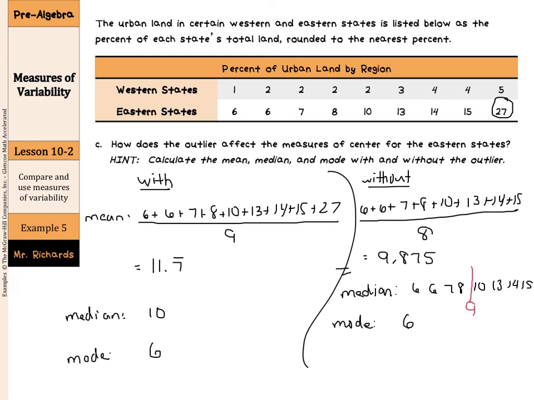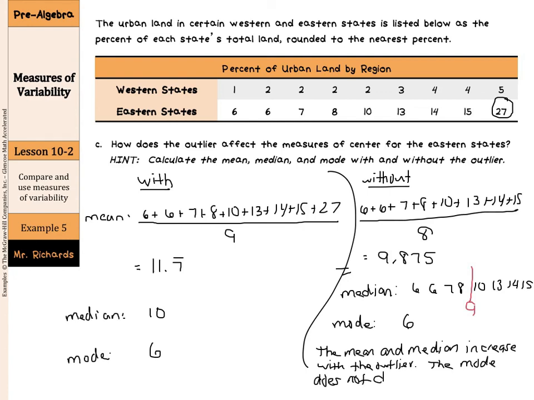Well, to write this now in words as our answer, we can write that the mean and median increase with the outlier. Could you also write that the mean and median decrease without the outlier? Sure, same thing. But either way, with or without the outlier, the mode does not change.